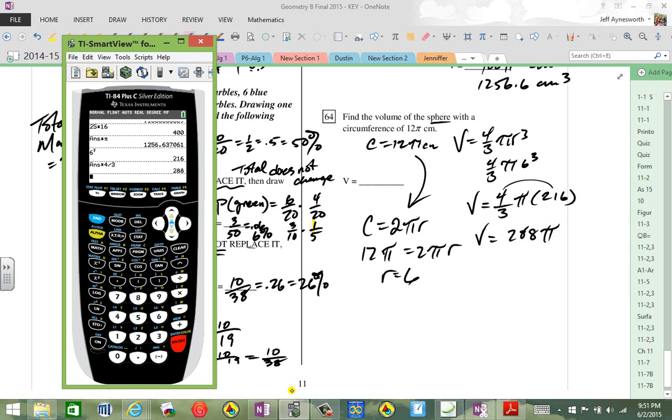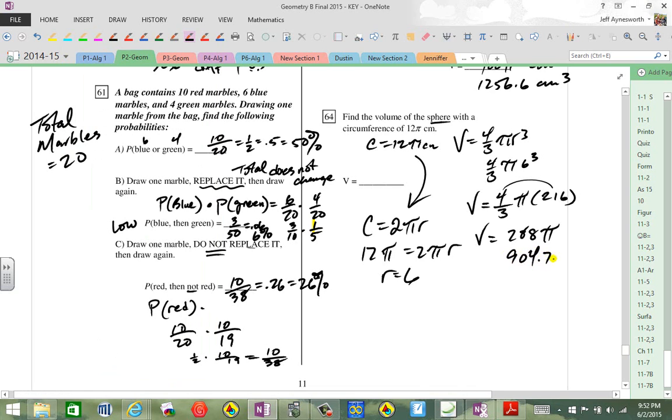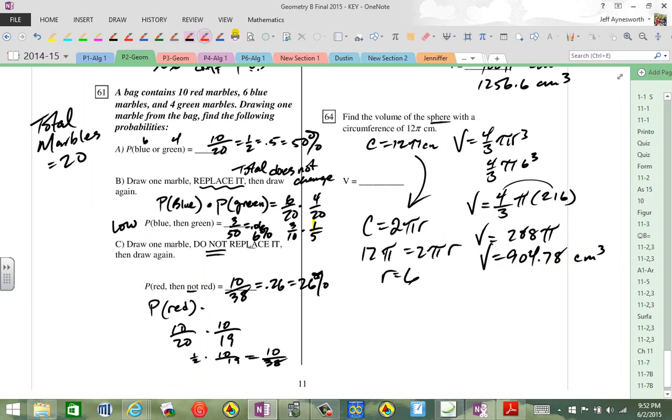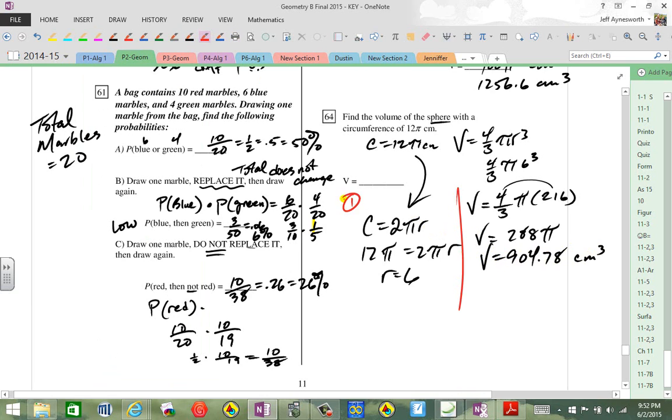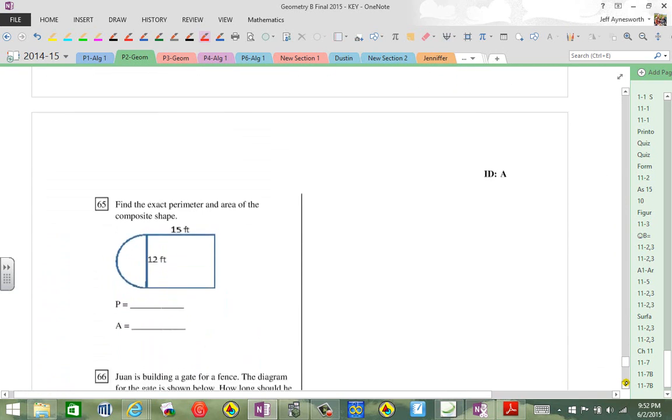As a decimal, you got to multiply it by pi, and you get about 904.78. So 904.78 cubic centimeters in this case. So what we had to do is step this one out. First we use the circumference to find the radius. Step 2, we find the volume. Okay, and that's all there is to it. All right, next one, we got a few more and then we're done, thank God.